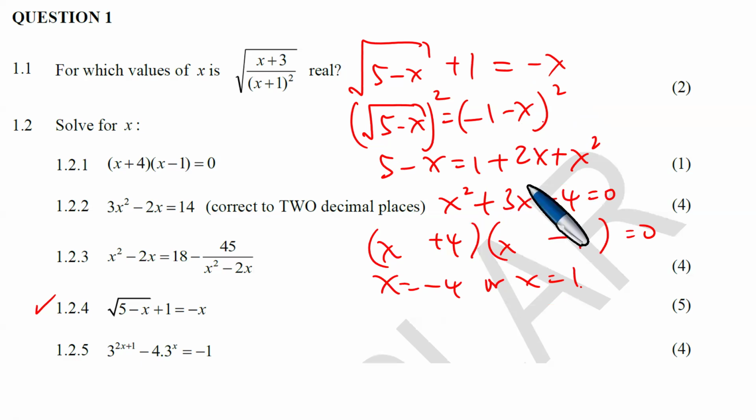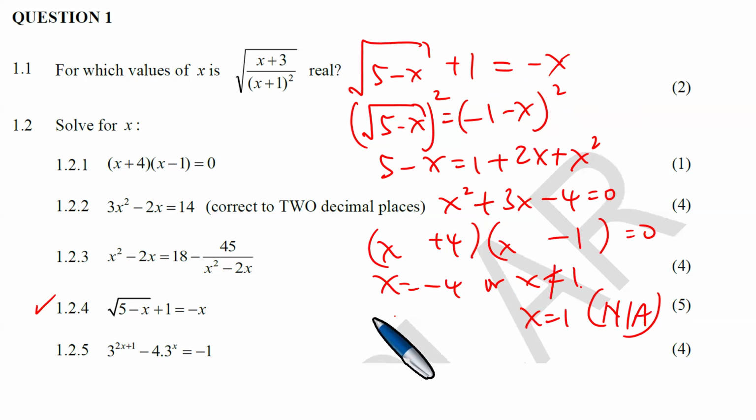Now, if you substitute x equals 1 into the formula here, you have a minus 1 on this side. But simultaneously, a couple of things become very important. The square root here is positive, and plus 1 is a positive number, so this can't be negative. So this one is out. x equals 1 is not applicable, and x is only minus 4. It's something you need to take note of, and then we move on to the next question.